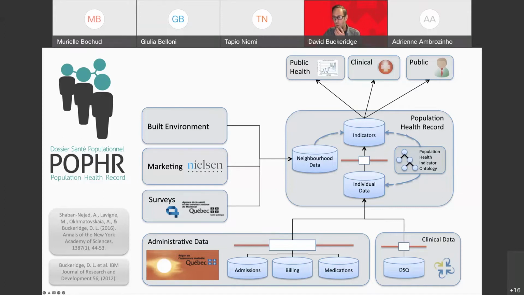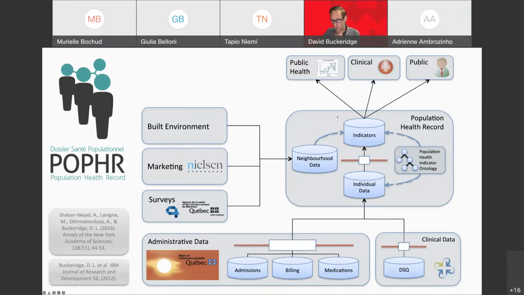And then core to all this, going back to how we organize the evidence, is something called an ontology that we use to structure all of those indicators, whether they're about individuals or the exposures they have, into a data bank of indicators, which can be made available to public health practitioners, clinicians, and the public.